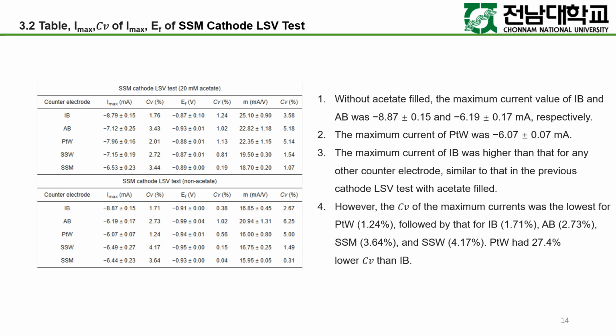However, in Figure 4, the CV of the maximum currents was the lowest for point W, 1.24%, followed by that for IB, 1.71%, AB, 2.73%, SSM, 3.64%, and SSW, 4.17%. Point W had 27.4% lower CV than IB. Without acetate filled, the reproducibility was high when using point wire as the counter-electrode. Point W had high reproducibility because it has a high electrochemical reactivity.